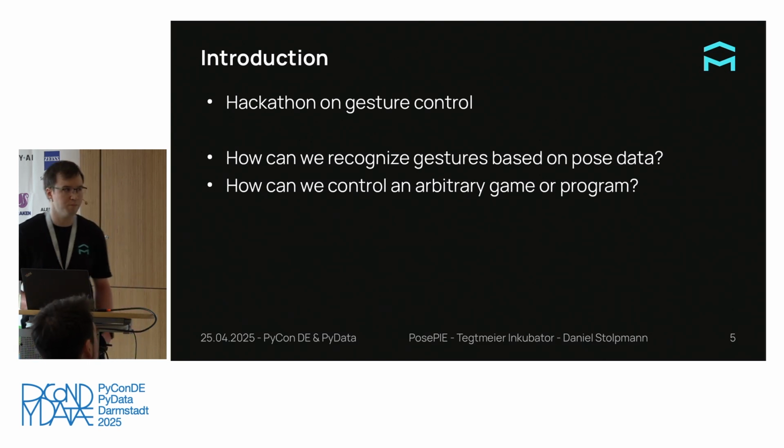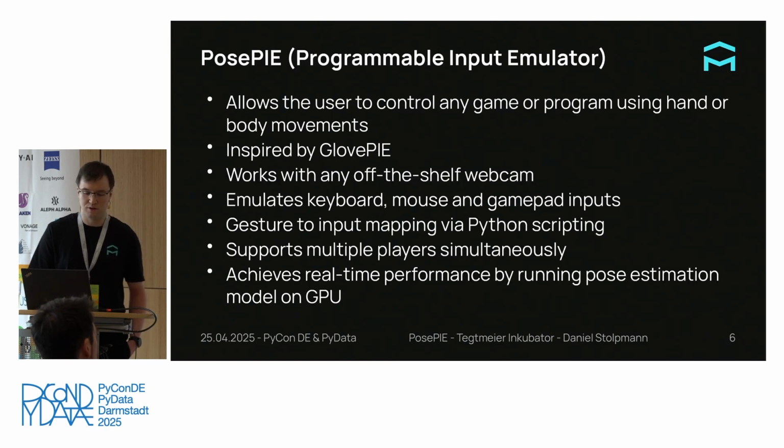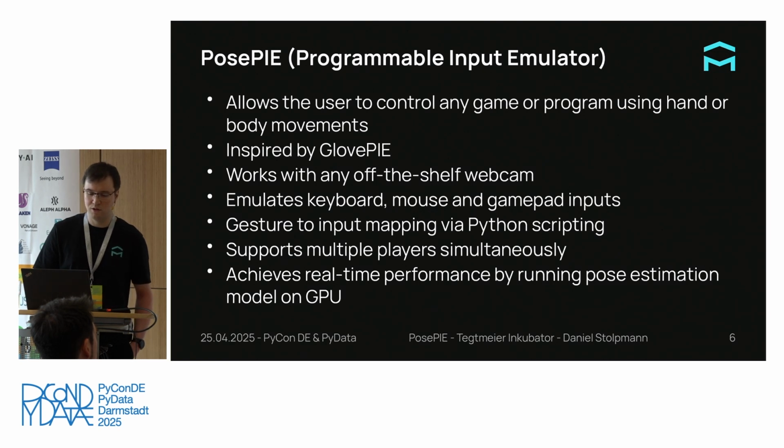And last year in November, we did a hackathon, a 2-day hackathon, where we asked ourselves 2 questions. The first one was, how can we use this pose data to recognize gestures? And how can we control an arbitrary game or program with it? And the result of it is PosePIE. So PIE stands for Programmable Input Emulator, which is an open source tool you can all download, which allows the user to control any game or program using hand or body movements.